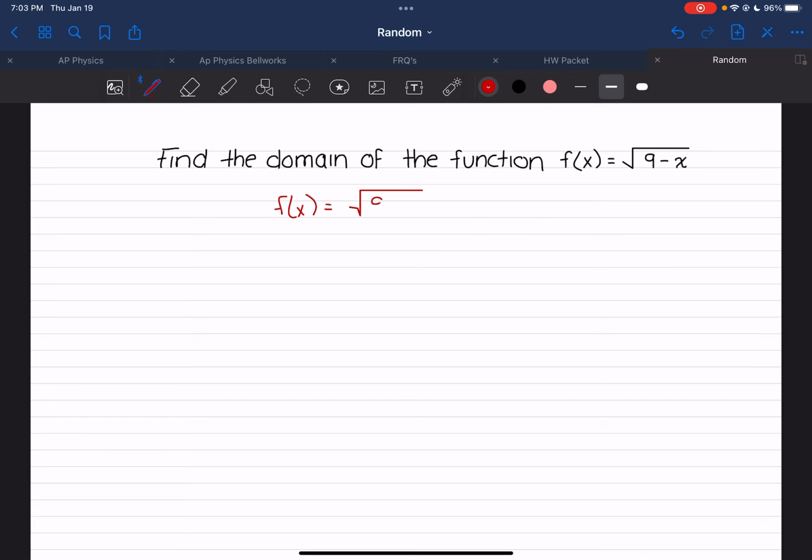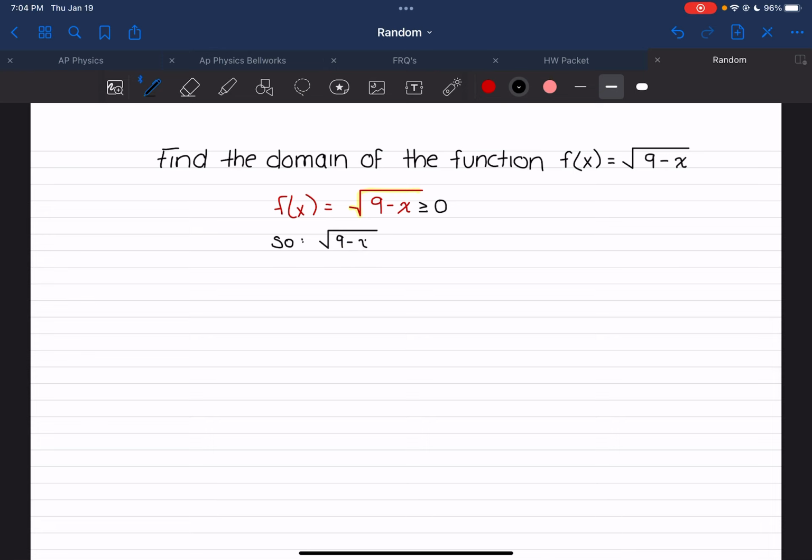And to solve this problem, you have to know the concept behind it, which is that when you are solving for the domain of a function, you must, for a square root, by the way, this is specific to a function with a square root, set everything inside of the square root greater than or equal to 0. So like this.